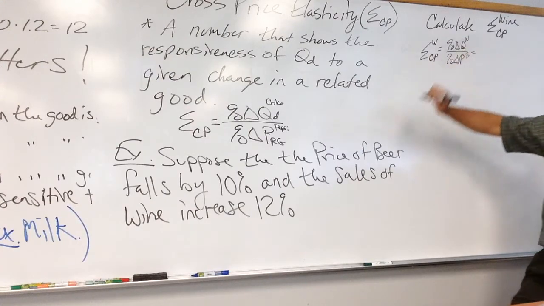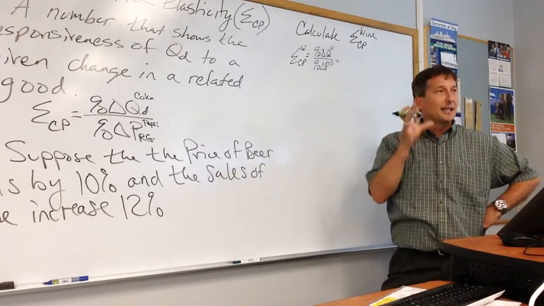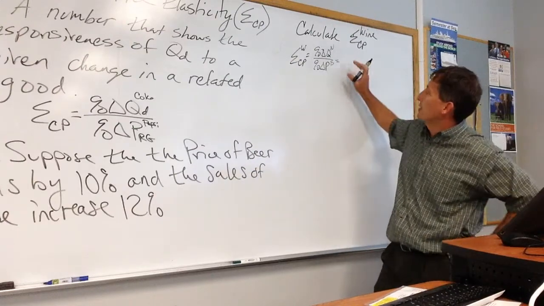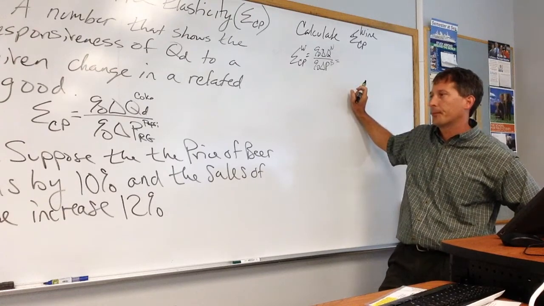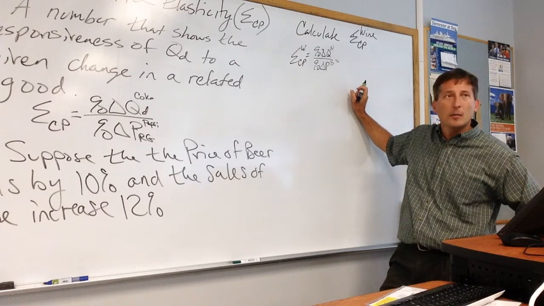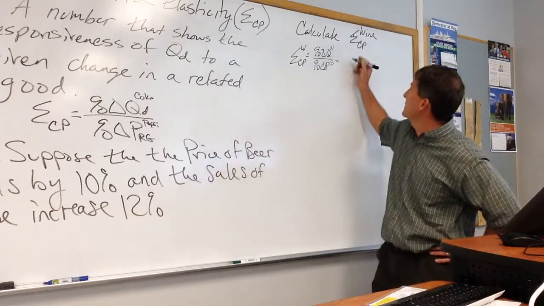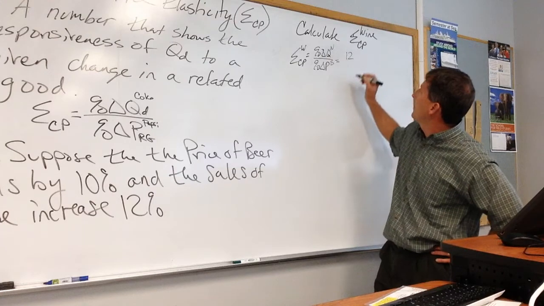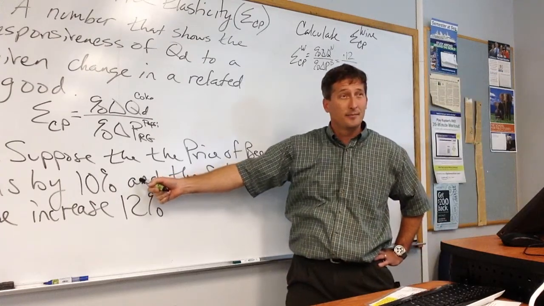So we're thinking about how responsive wine sales are to the change in the price of a related good, and that related good here is beer. So now we've got to be careful again by reading the question. Where does the sign, if it plays a role at all, belong? So what do we do upstairs? Positive 12. I think we were all starting to see that. And downstairs we've got, are you sure?